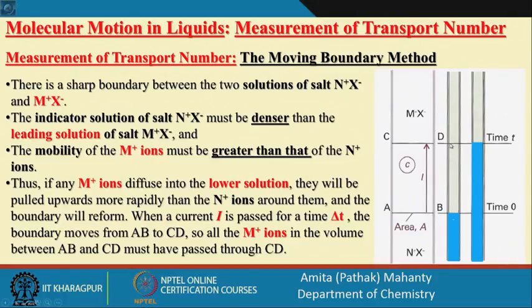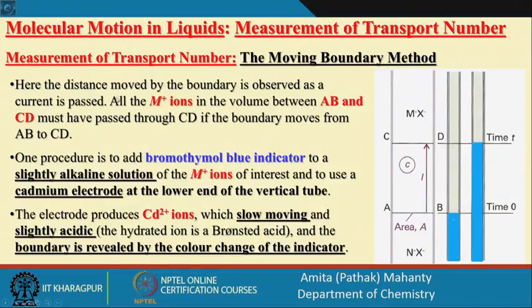So, what we have next? What are we going to monitor? We are going to monitor when we pass a current of I in time delta t, the boundary moves and crosses the CD boundary. We are looking into the number of ions present in the volume ABCD. So, the distance moved by the boundary is observed as the current is passed. All the M plus ions in the volume element ABCD must have passed through the CD barrier to move into this zone.